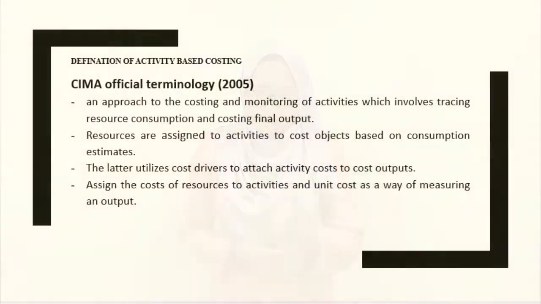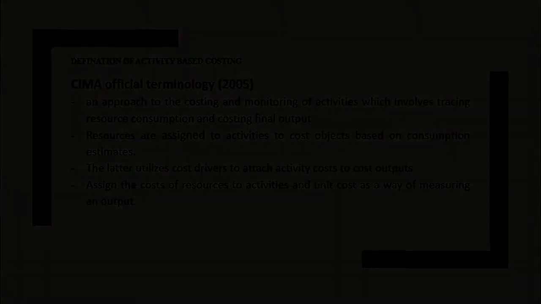Actually, I have derived this definition from 4 different theories and sources. Firstly, CIMA Official Terminology 2005 defined ABC as an approach to the costing and monitoring of activity which involves tracing resource consumption and costing final output. Resources are assigned to activity, and activity to the cost object, based on the consumption estimate. The latter utilizes cost derived to attach activity cost and cost output.